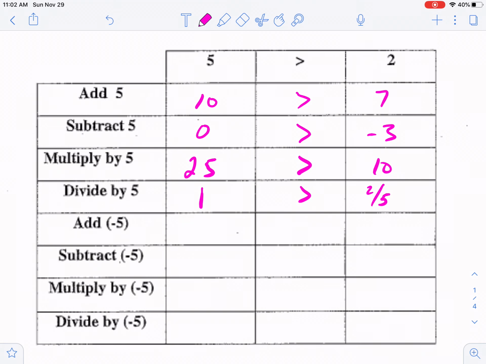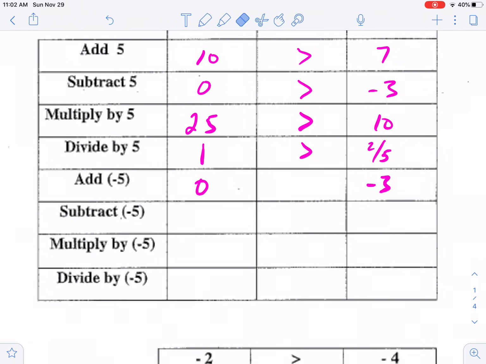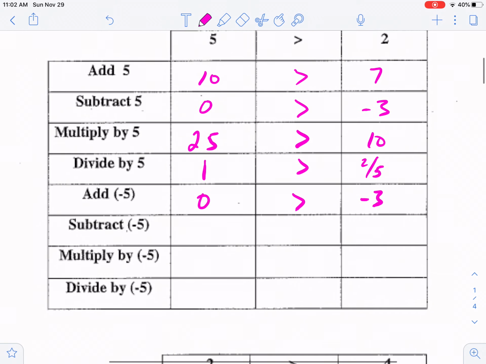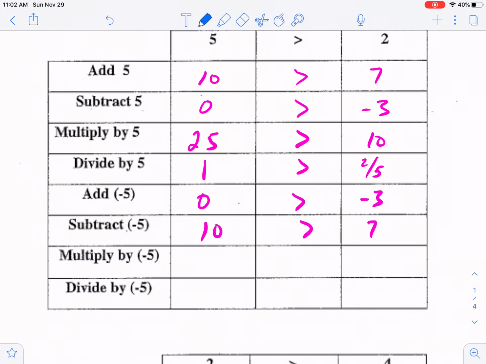Add a negative 5. 5 plus a negative 5 is 0. 2 plus a negative 5 is negative 3. Negative 3 is smaller than 0. Subtract 5. So 5 minus a negative 5 is really 5 plus 5, that's 10. 2 minus a negative 5 is really 2 plus 5, which is 7. Small number. Now, multiply by negative 5.